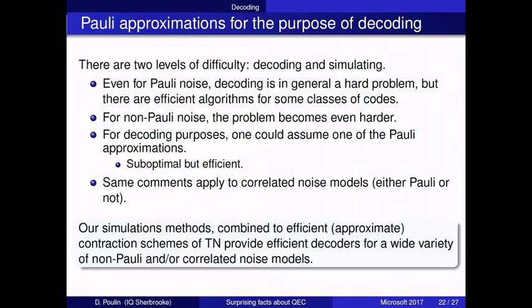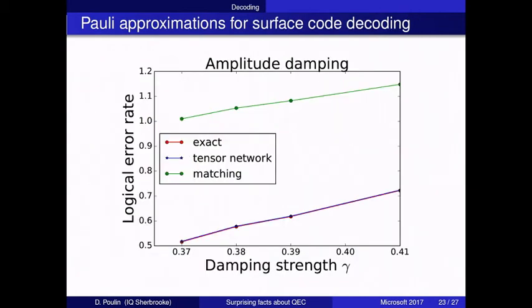But our simulation method, if you represent things by a tensor network, combined with an efficient but approximate contraction scheme for the tensor network, provides an efficient decoder that applies to a very wide range of non-Pauli and correlated noise models. Okay, so you get a decoder where the tensor network is an exact decoder, and then you use an approximate contraction scheme for that decoder. So here's how well it performs.